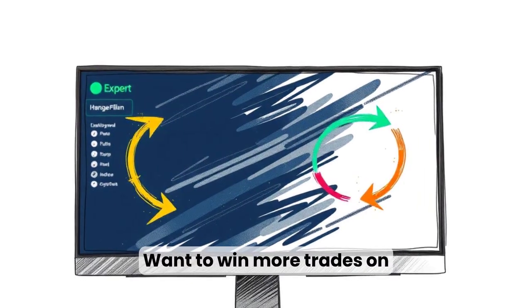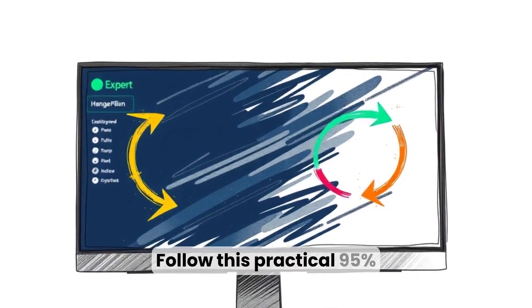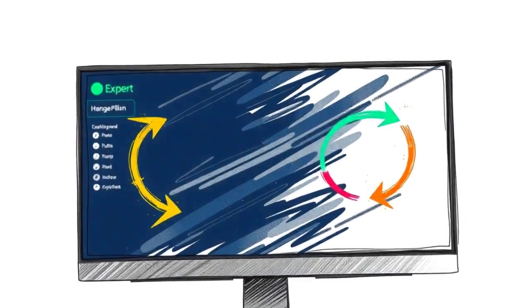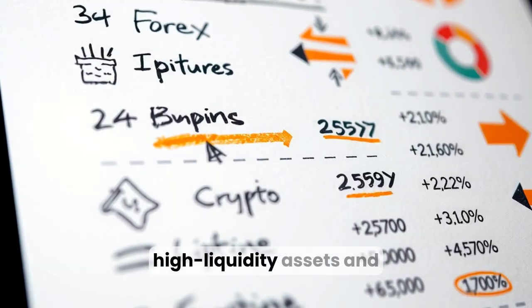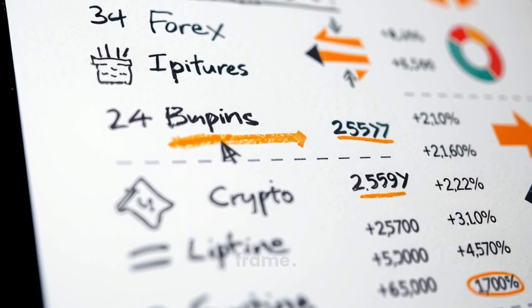Want to win more trades on Expert Option? Follow this practical 95% approach. Step 1. Choose high liquidity assets and trade the 1-minute time frame.